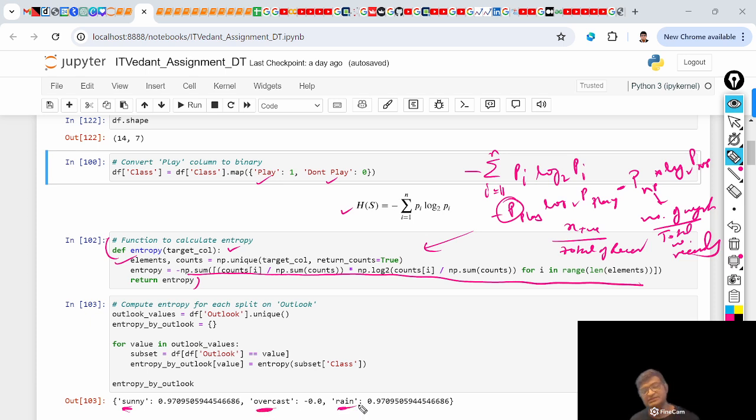Now, since Outlook has three elements, and when we use a decision tree classifier of sklearn, we need to do an encoding of the categorical variable. That encoding can be of two types: one is label encoding, and one is one-hot encoding. We have to be very careful when we use label encoding.